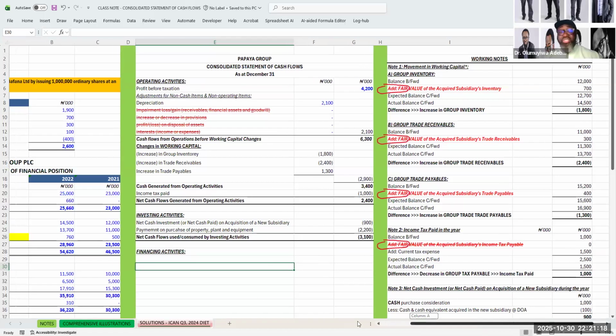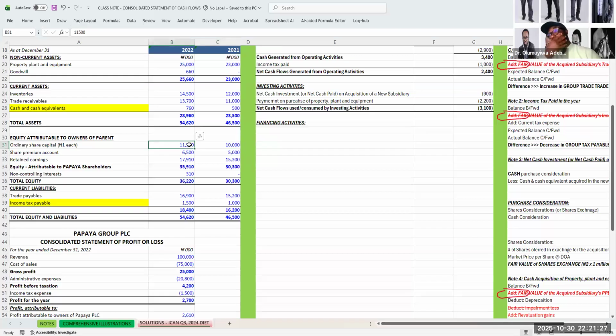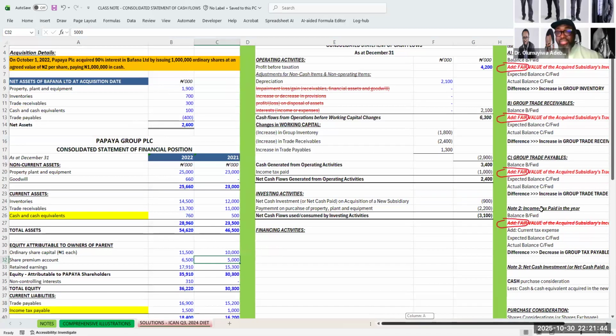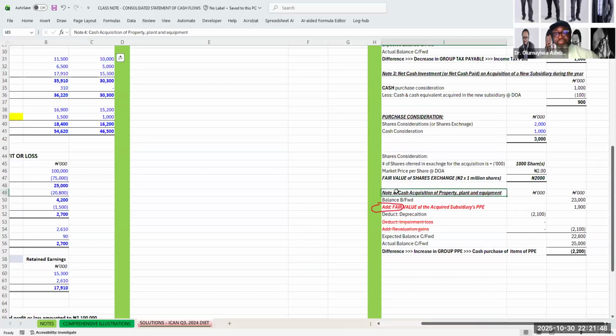Now, finally, there was the issue of shares. Now, look at it. Our share capital increased from 10 to 11,500. Therefore, let us see what may have happened in that situation. Okay, it increased by 1.5. Okay, and our share premium increased by 1.5 also. What could have happened? Now, let us go to working note 5.